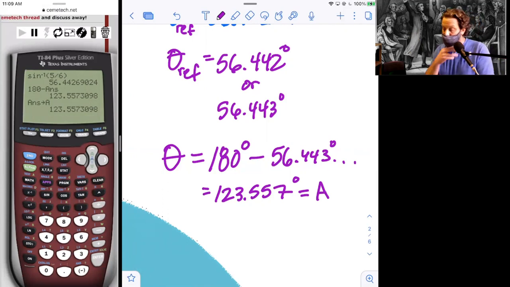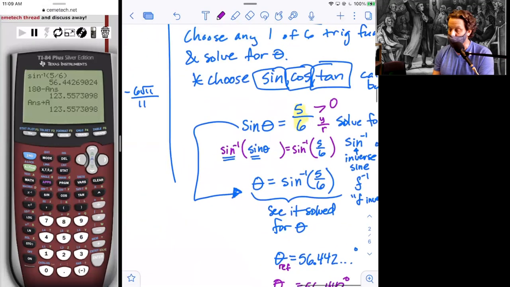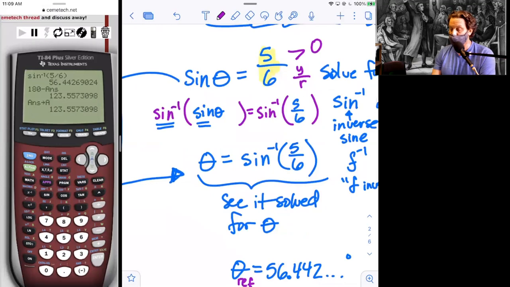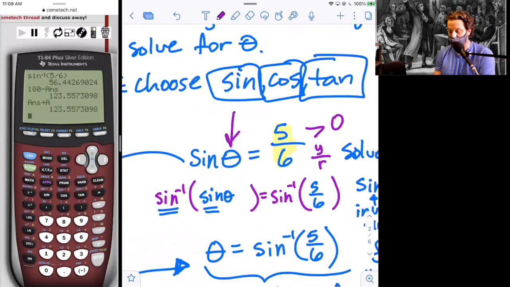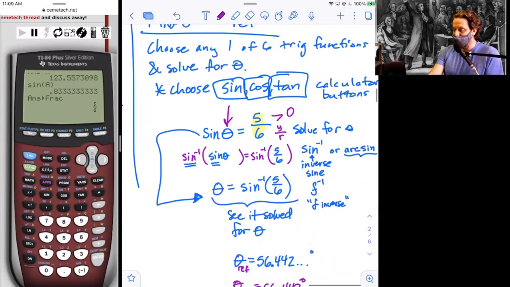Here's what you can do. Your calculator gave you 56.443. We found 123.557. That should have the same sine value as 56.443. So let's plug it back in, in other words. What is sine now of that answer? Well, I'm going to do alpha A. Oops. What is sine of alpha A? I get 0.833333333, which now if I hit math enter, enter, and convert it back, I get 5.6. Yay.